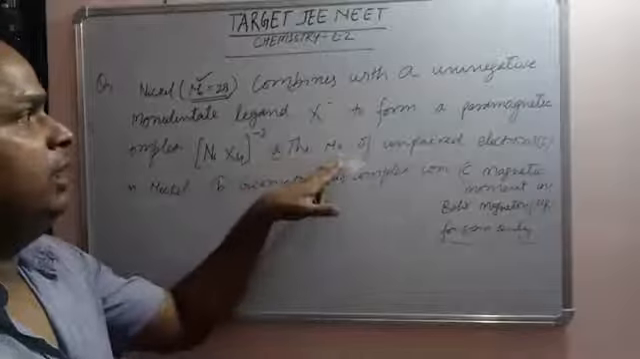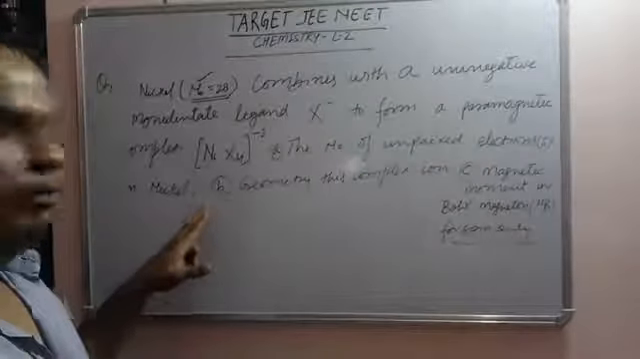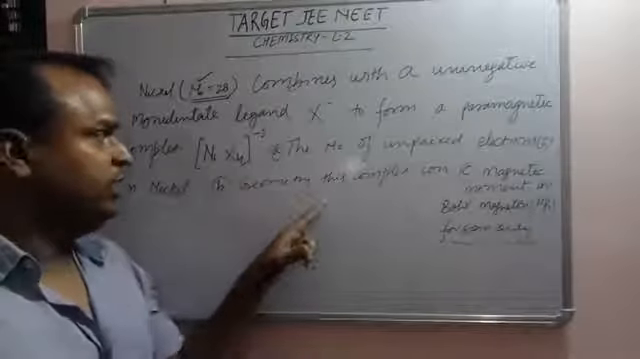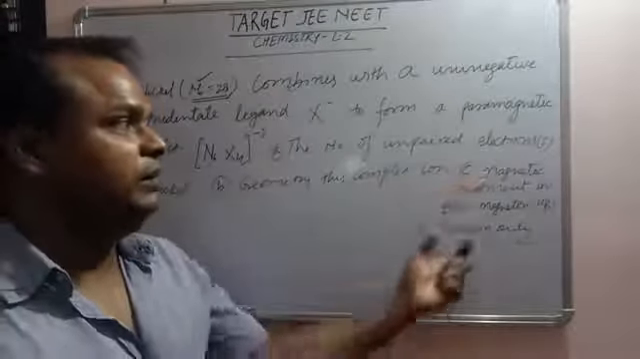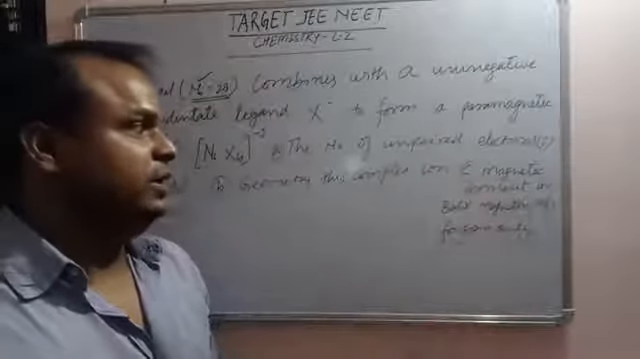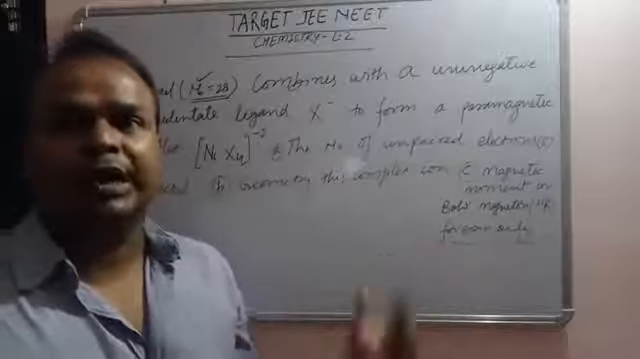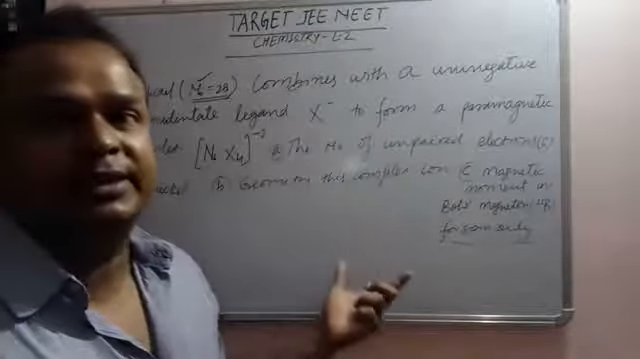First one is the number of unpaired electrons in the nickel. Number two, geometry of this complex ion. And number three, magnetic moment in Bohr magneton, that is mu b, for spin only. So having three questions and all are related to electronic configuration.